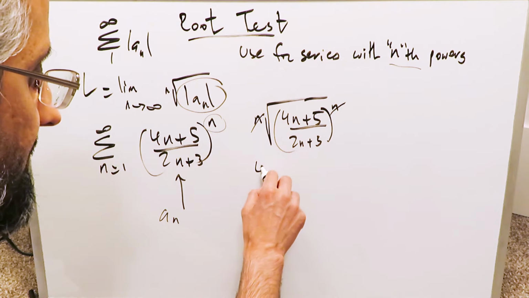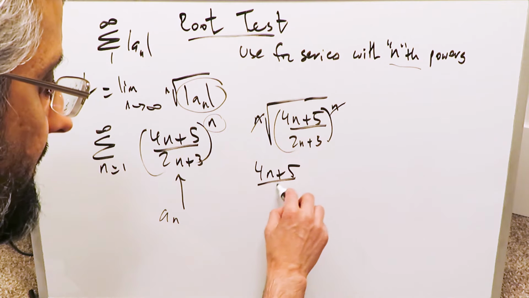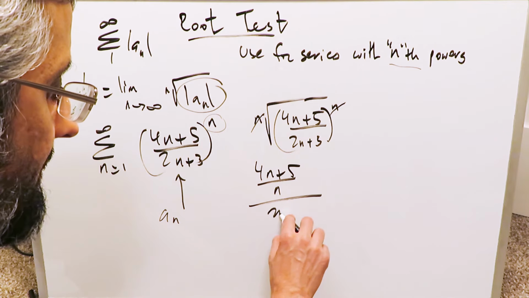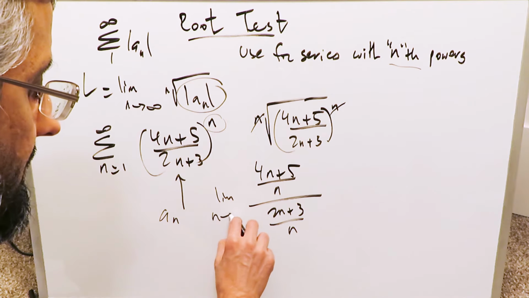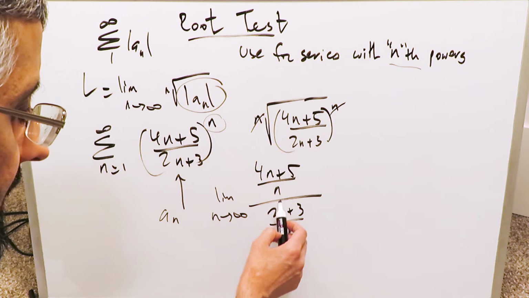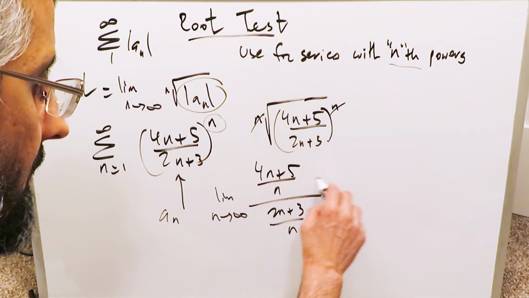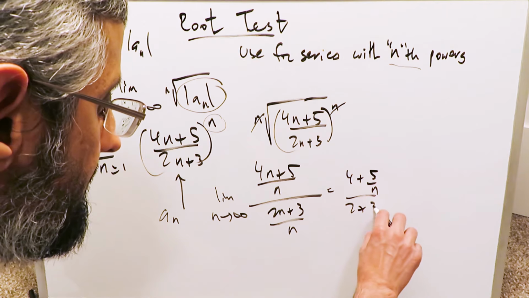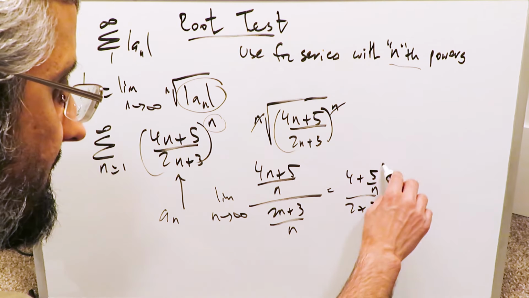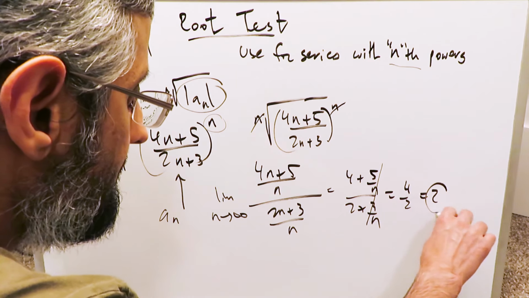Limit as n approaches infinity, you're looking at 4n plus 5 divided by 2n plus 3, but divide each as if you're doing a horizontal asymptote determination, or some sort of limit evaluation where you divide the numerator and the denominator by the highest order degree of variable exponent, which here is n. When you do that, you get 4 plus 5 over n divided by 2 plus 3 over n. Limit as n approaches infinity, these zero out, but you'll have 4 over 2, which is equal to 2.